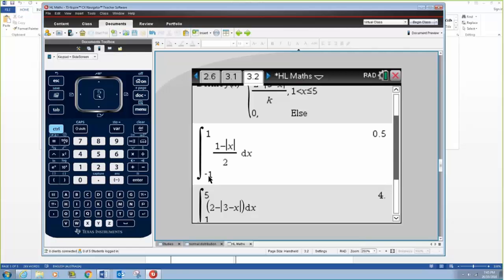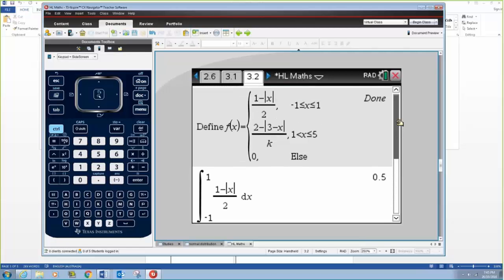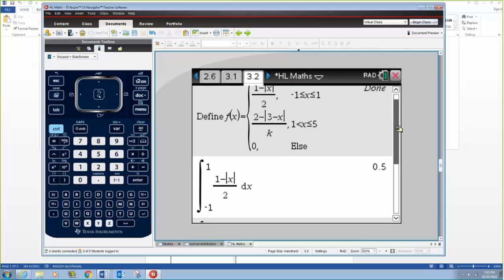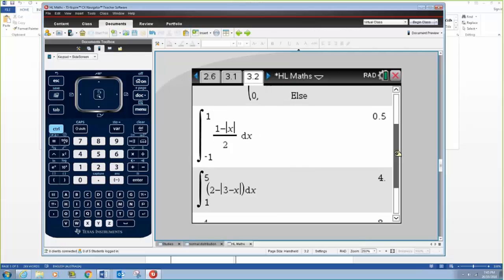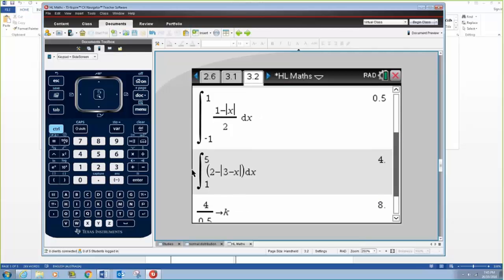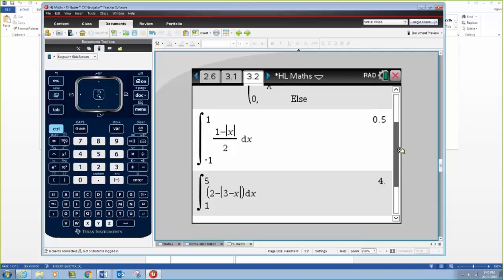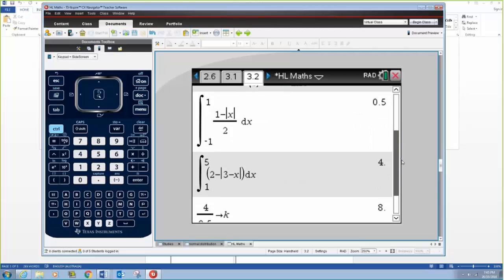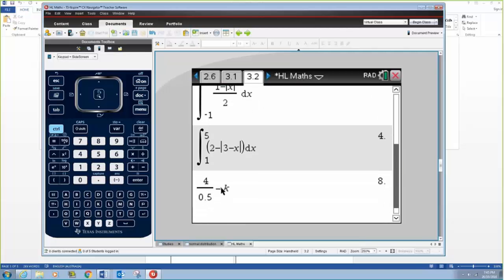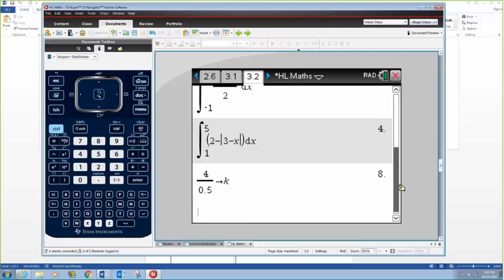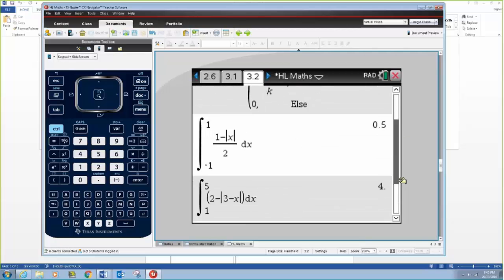So I'm looking from -1 to 1, which is the first part of the function, and it gives me an area under the graph of 0.5. Then if I find the second half without my constant k, I get 4. So of course I have to divide 4 by 0.5 to get the value of k. And as you can see, I again stored this value, so the calculator now remembers what this value is.